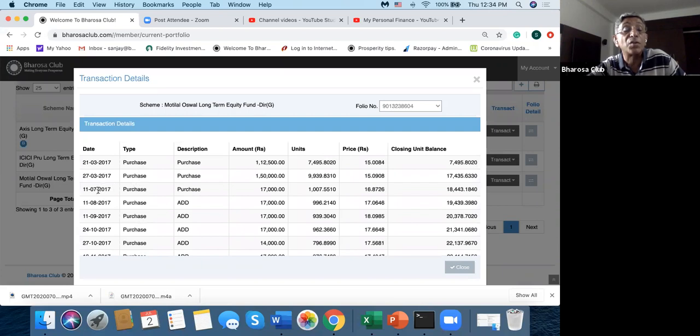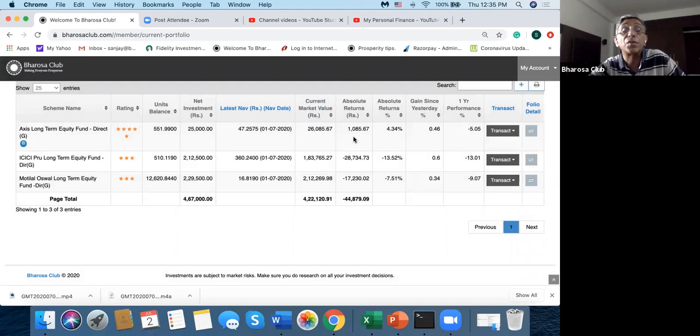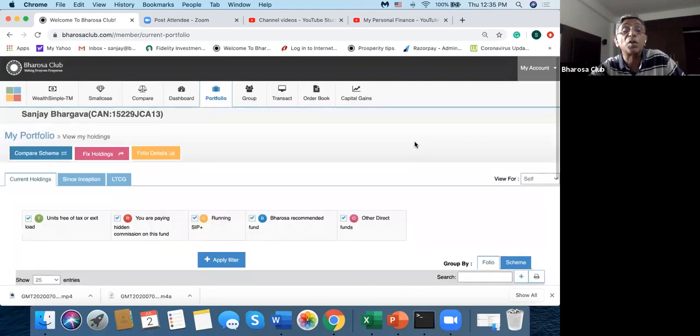On 12th July 2020, which is a few days away, this particular purchase will be available for redemption, and I may redeem that, and then I can use this whole transact functionality on Bharosa Club. Right now there is no mechanism where Bharosa Club reminds me that this is due for redemption, but I can once in a while go and monitor and manually redeem them. Okay, so that is how this portfolio works.